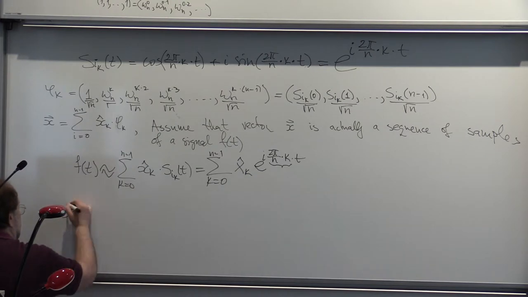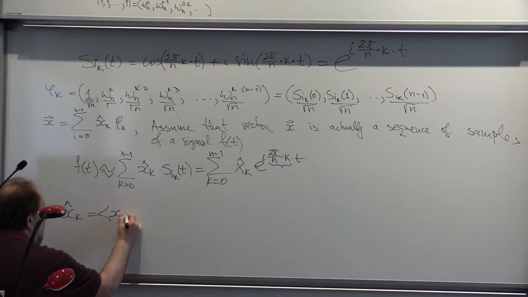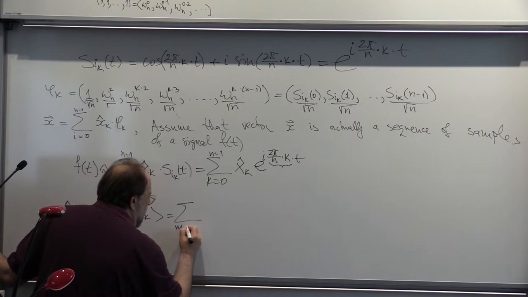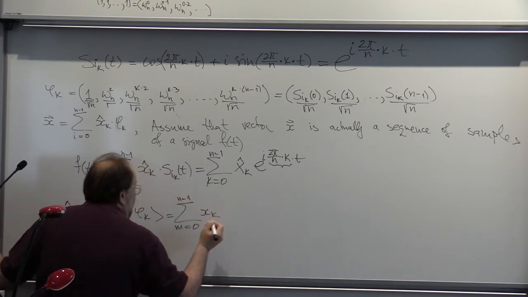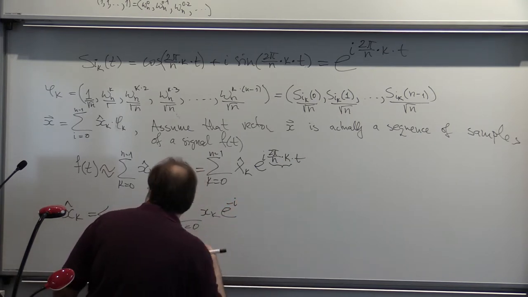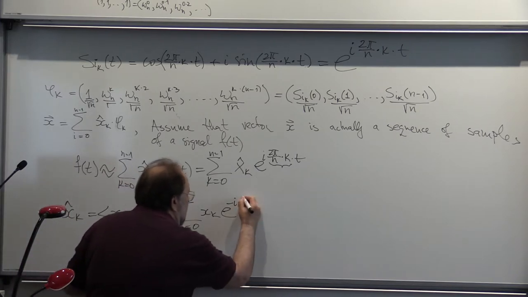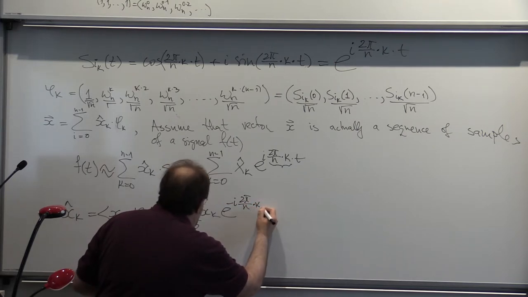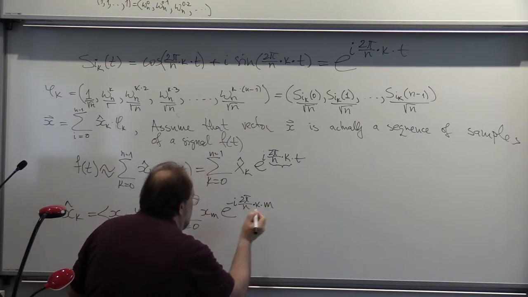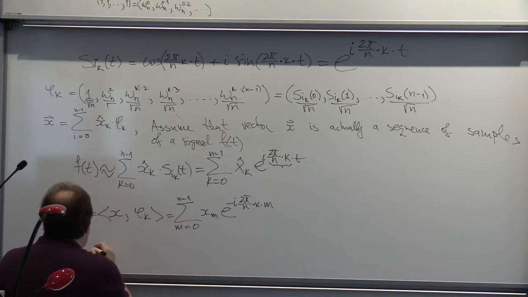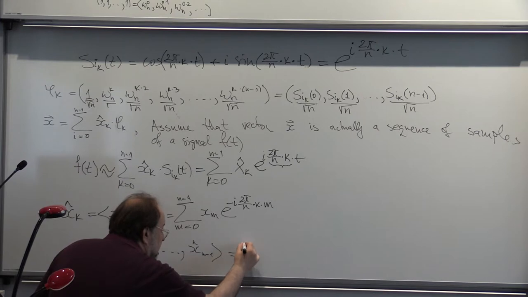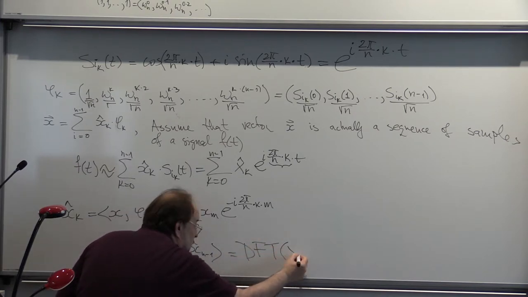You remember that x k hat is simply the projection of x onto phi k, right? Which is simply the sum when, say, m goes from 0 to n minus 1, x m times e to the minus i, because the scalar product involves complex conjugation on the second coordinate, right? 2 pi divided by n times k times m. We call this sequence x 0 hat up to x n minus 1 hat the discrete Fourier transform of a sequence x.